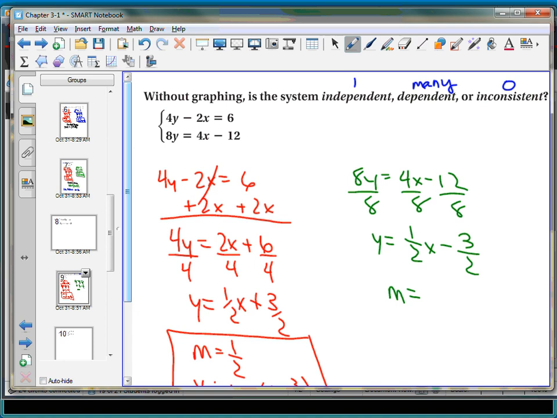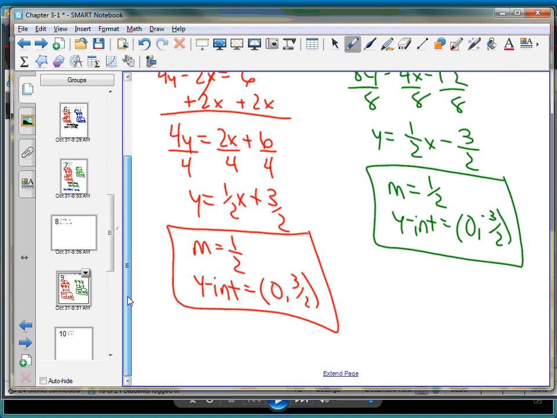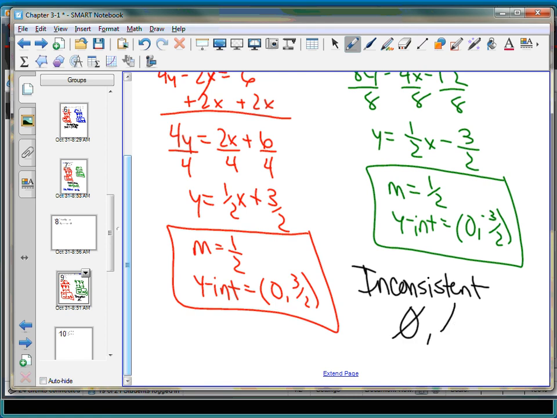What's my slope? 1/2. What's my y-intercept? 0, negative 3 over 2. Box it in. Now, are my slopes the same or different? They're the same. So now that I know my slopes are the same, what do I have to look at? I need to look at my y-intercepts. Are they the same or different? My y-intercepts are different. Since they're different, what is that going to be? It's going to be inconsistent, meaning they are not going to cross because they are parallel lines.